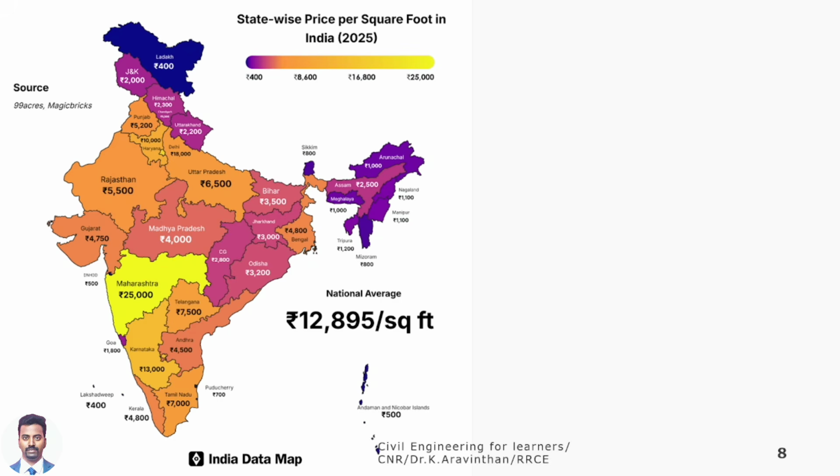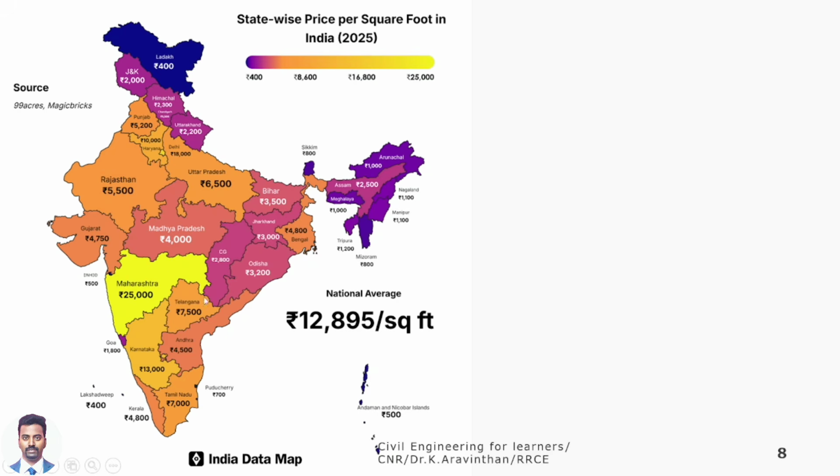You can see how people purchase private land. The topmost state, Maharashtra, has 25,000 rupees per square feet, and in Karnataka we have 13,000 rupees per square feet. In Tamil Nadu, 7,000 rupees per square feet. According to the facilities and the infrastructure, the state-wise overall average price varies. You can see in Ladakh 400 rupees per square feet. The price is very low here.